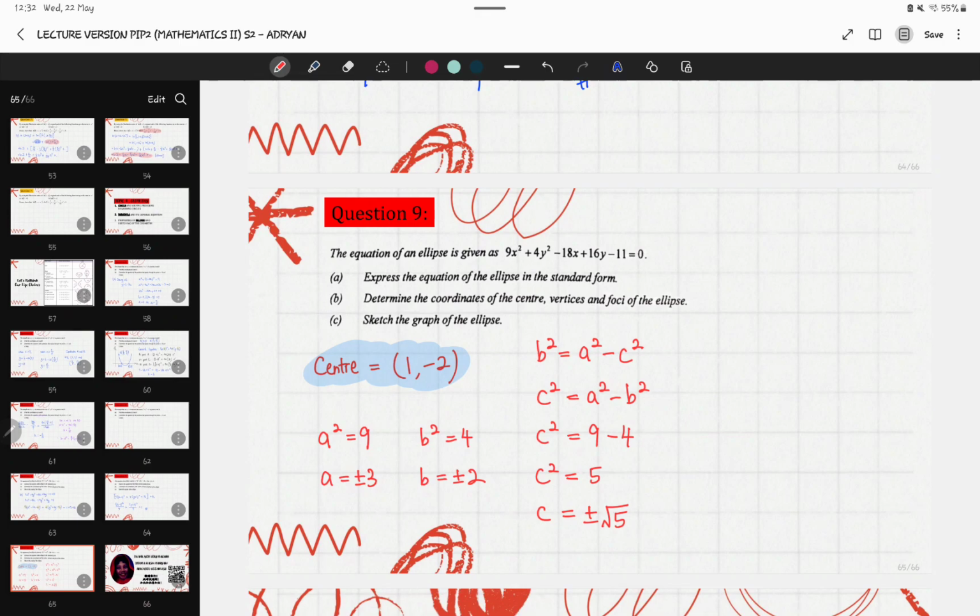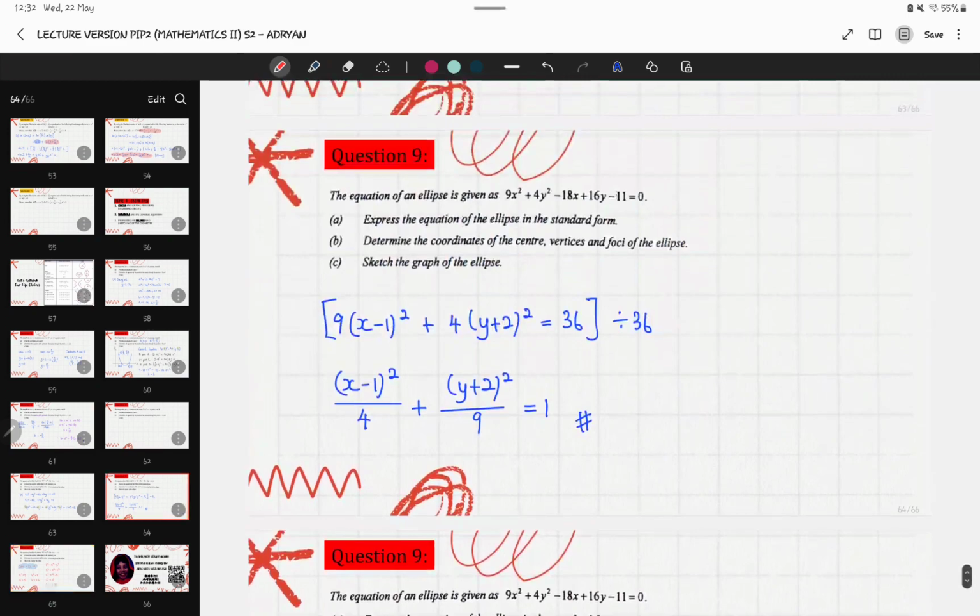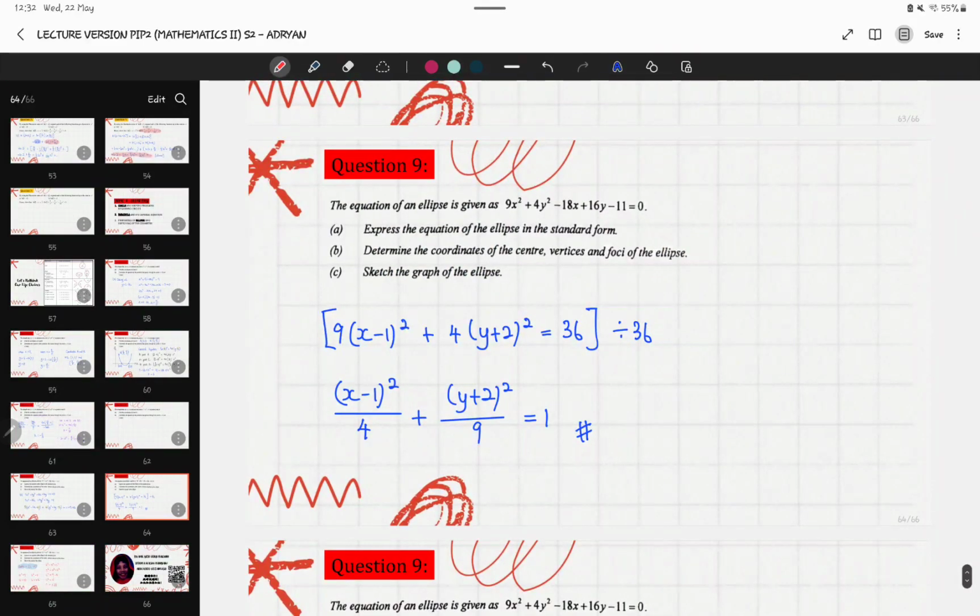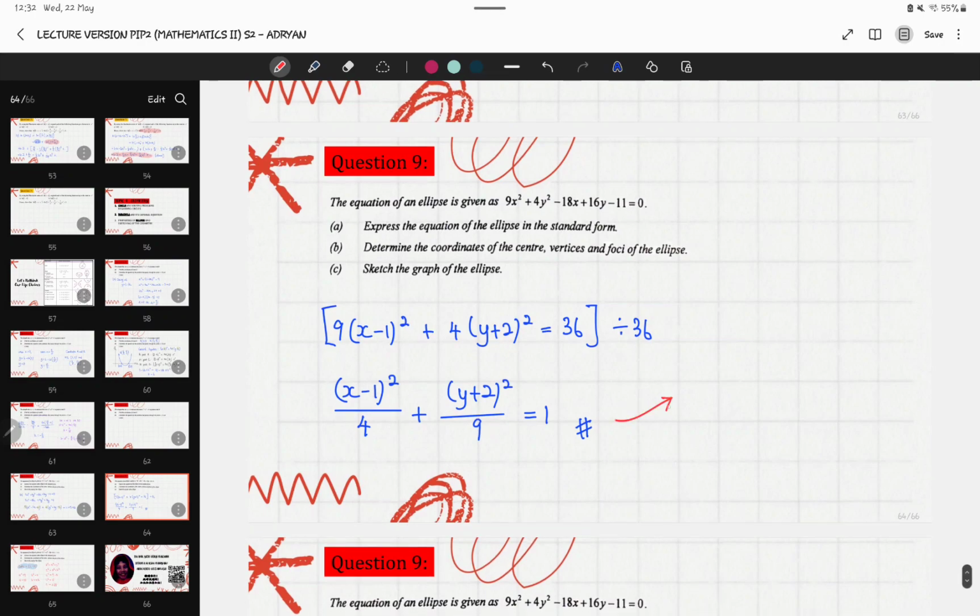So how to find the vertex? We know from the standard form earlier that the value under Y squared is larger. So we also know that this would be a vertical major axis. Major axis. So we know its shape is almost like this, like this, okay. It's vertical major. This is just a sketch.